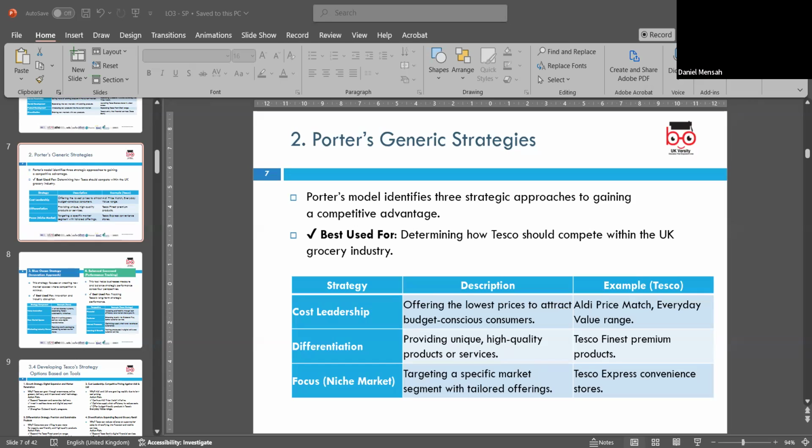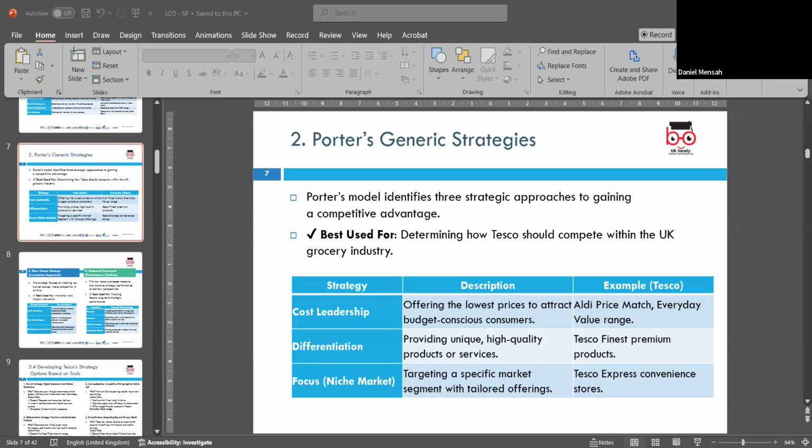Differentiation is about a unique product, being different from competitors. This strategy works well with premium products or features. We can take Apple phones as an example.